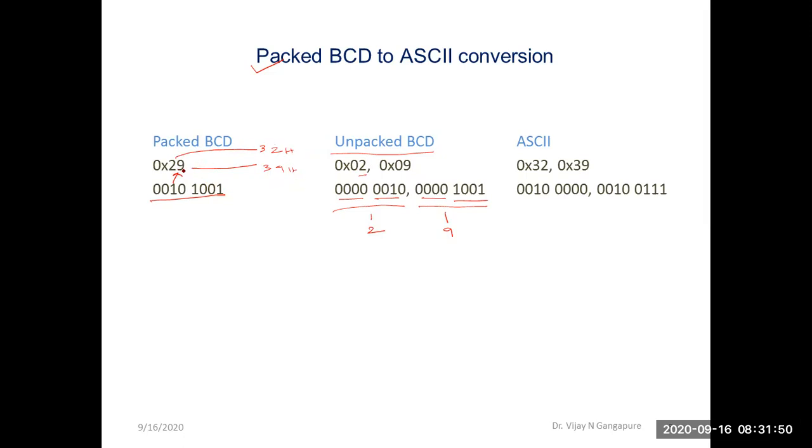First we have to separate these two BCD numbers into unpacked BCD numbers, like 0x02 and 0x09. Then 0x02 should be converted to its ASCII code, that is 0x32, and 0x09 to its ASCII code, 0x39. That is the objective. Ultimately we should get these two numbers, 0x32 and 0x39, which are the ASCII codes for 2 and 9 in this packed BCD number.